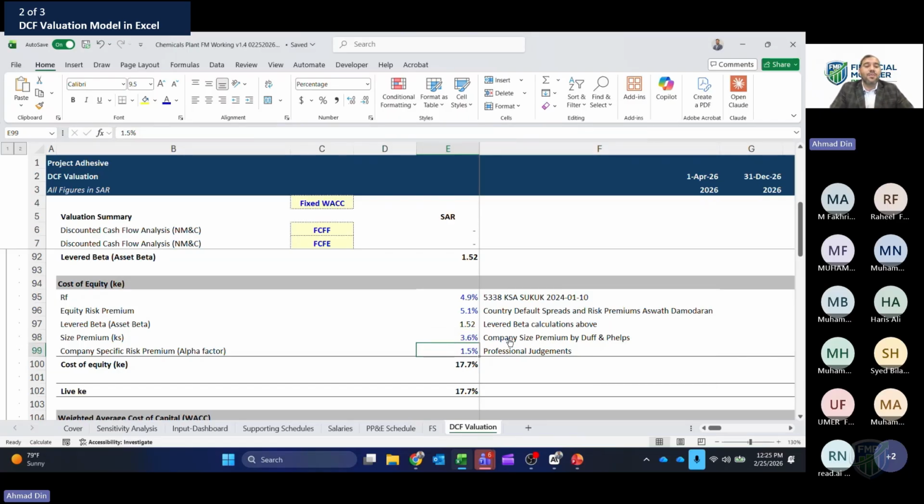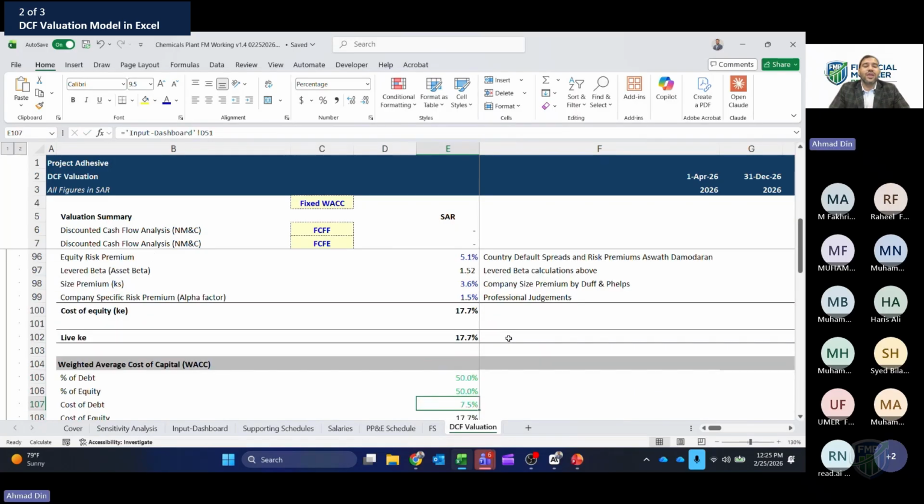Then there is one more, the company-specific risk premium. This is purely based on professional judgment. Once you are valuing the company, you do the forecast of the company and discuss with the management. Then you analyze how management takes care of their business, whether their financials are properly managed, whether they are professional, whether their operations are smooth, or whether there is any risk in the business. So we apply that alpha factor, the company risk premium, as well. On the basis of that, we get our cost of equity.